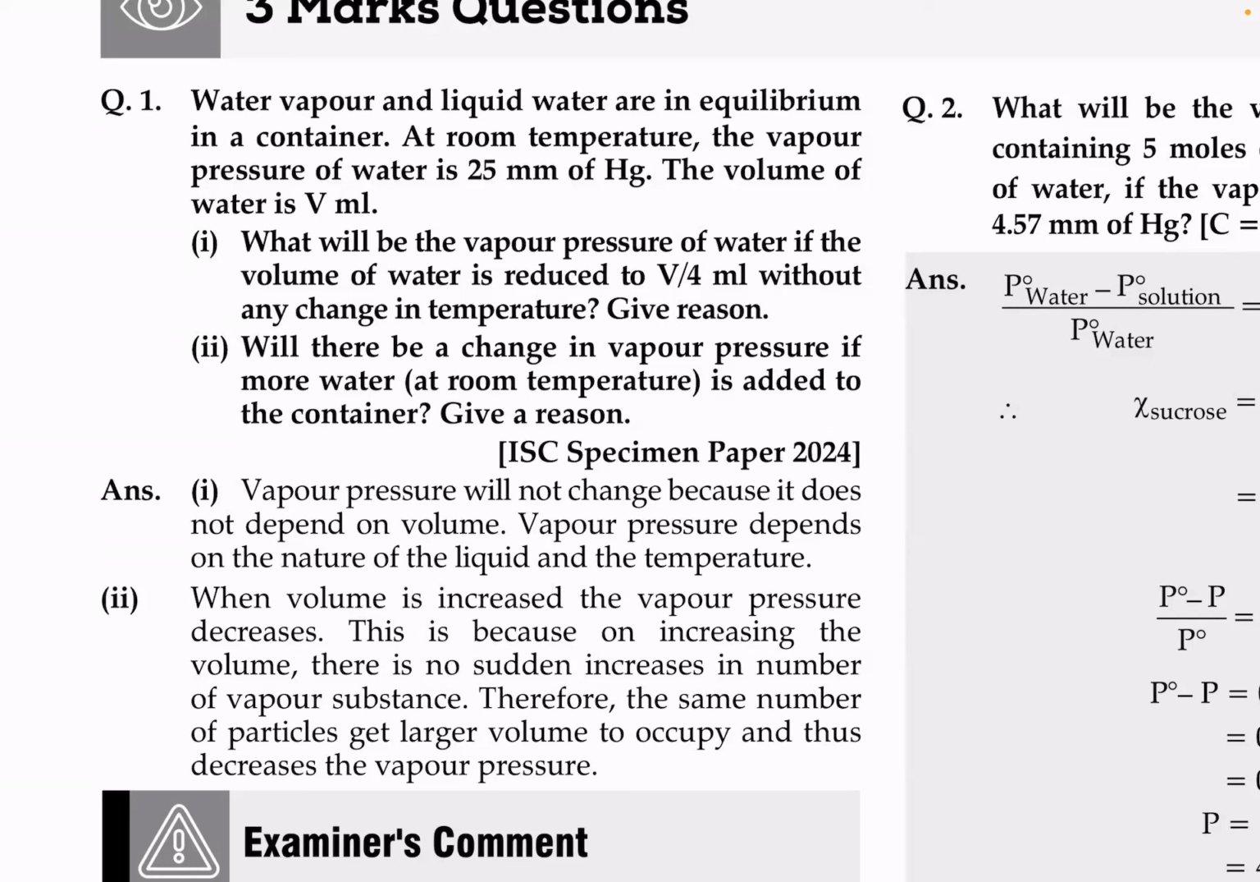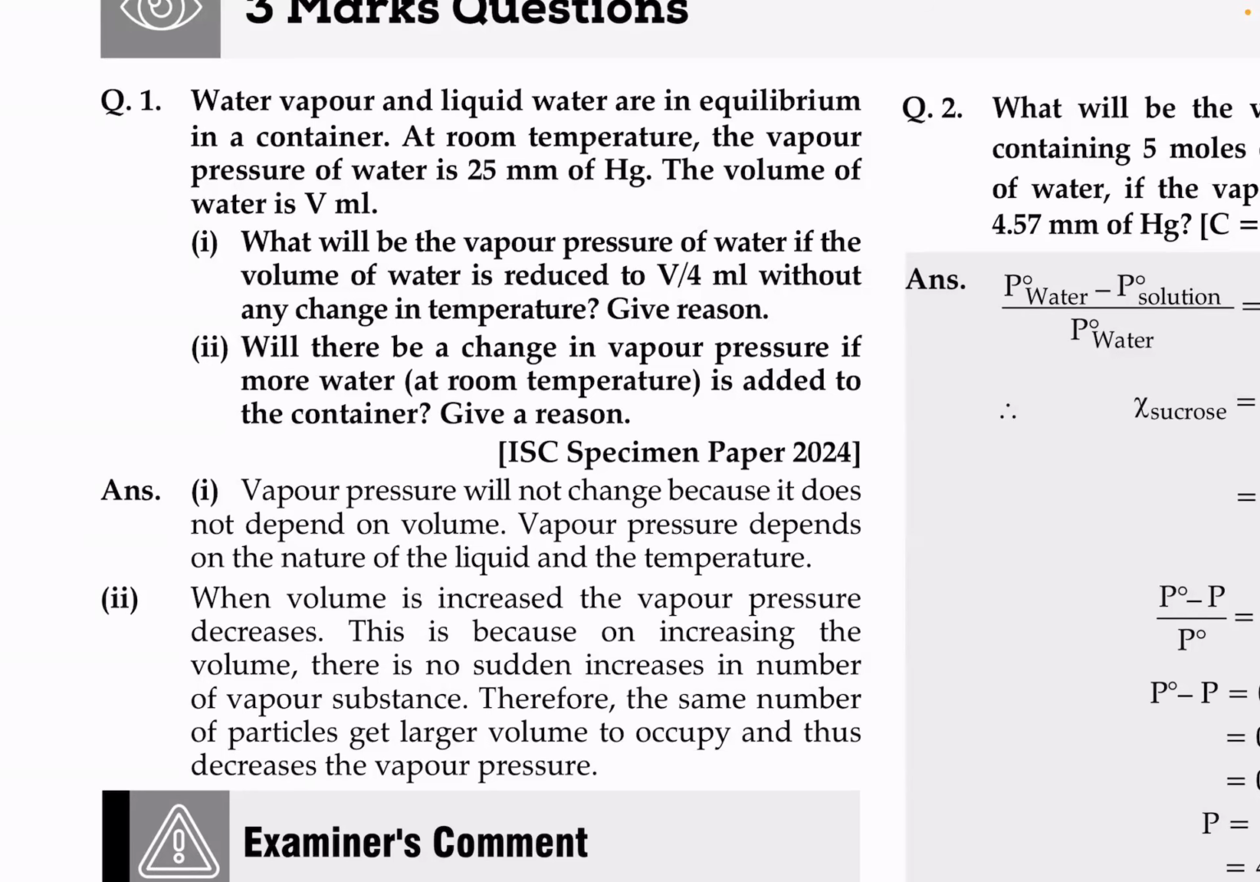The volume of water is V milliliter. So how much water we've got? V milliliter of water. What will be the vapor pressure of water if the volume of water is reduced to V by 4 without any change in temperature? So it is saying there's V milliliter of water, and at room temperature its vapor pressure is 25 mm. Now they are not adding any solute, they are not converting water into any solution, they are simply changing the volume of pure water. So they are reducing the volume to 1/4 of V. So the final volume is V by 4. So what will happen to the vapor pressure?